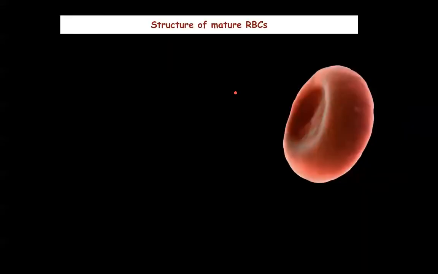Now we have the mature RBCs. One thing you should know about RBCs is that they are a kind of cell which has a nucleus when they are young. But the moment they become mature, these RBCs lose three cell organelles. Three of them are selectively lost.